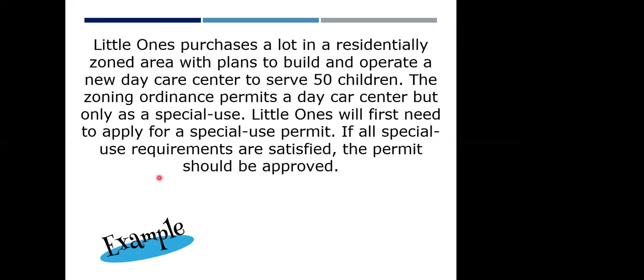So let's look at an example of our special use permit. Little Ones purchases a lot in a residentially zoned area with plans to build and operate a new daycare center to serve 50 children. Zoning ordinance permits a daycare center, but only as a special use. Little Ones would first need to apply for a special use permit. If the special use requirements are satisfied, they should be able to get the approval to operate this daycare within the residential area. It's in the best interest of this neighborhood, of this area, to have a daycare. It serves the public.